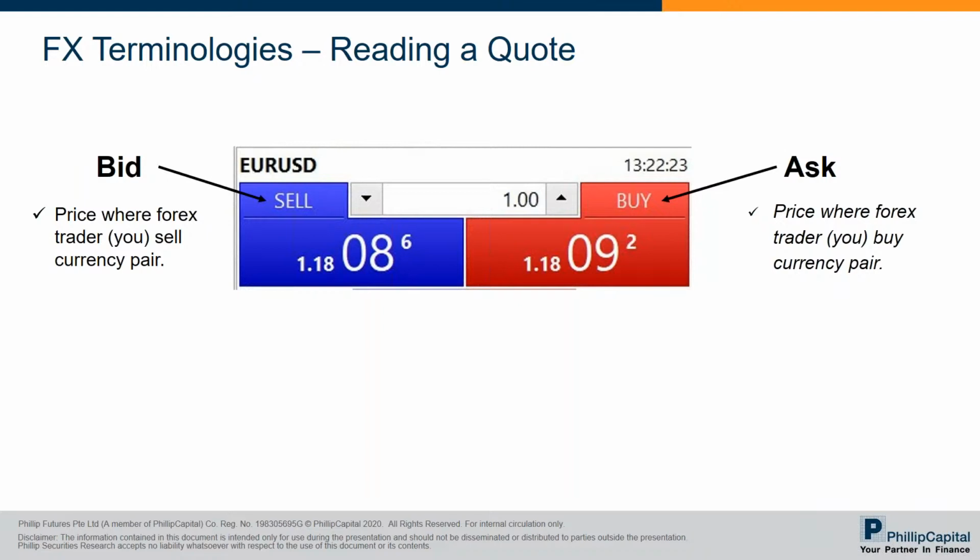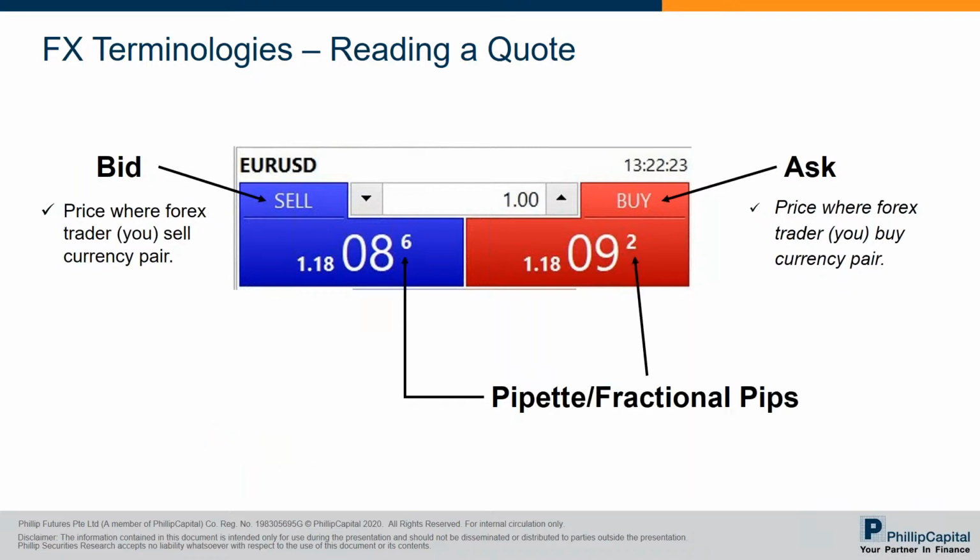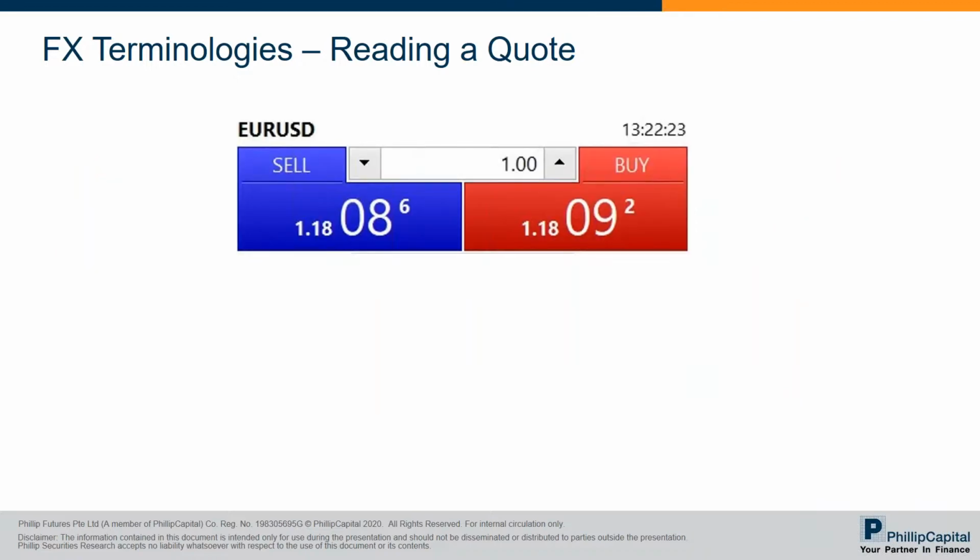Next up, it is also very common to hear people talk about pips. So what are pips? Pips simply means the 4th decimal figure on the quote. And in recent years, due to the more competitive spreads getting lower, we have this 5th decimal point called the pipette or the fractional pip. Because the spread is getting so tight that there's a 5th decimal place.